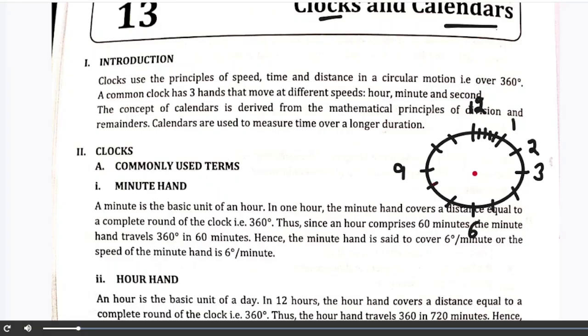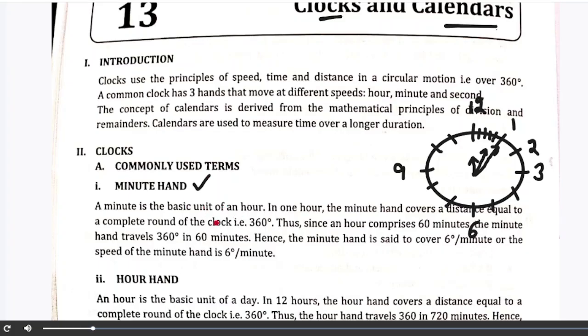Now in the center we have a dot, we can say, then a small hand which is the hour hand, a bigger hand that is the minute hand, and another bigger hand that is the seconds hand. So we're going to talk about the minute hand and hour hand right now. That will be the level of the questions we are going to get.